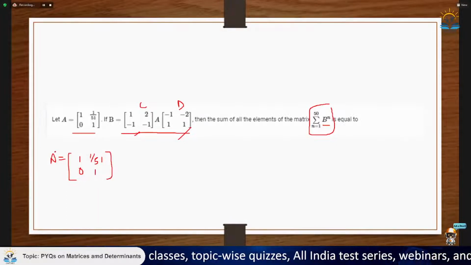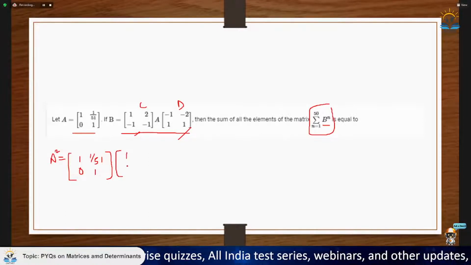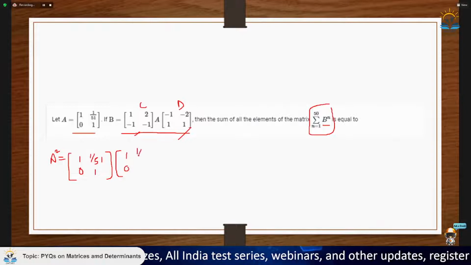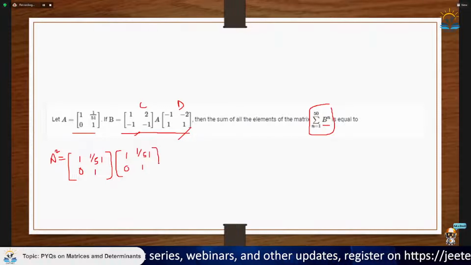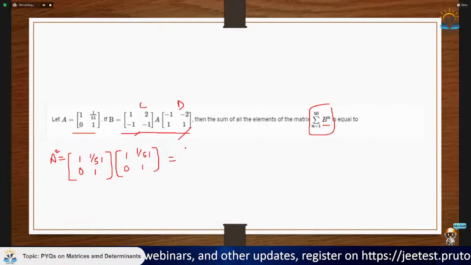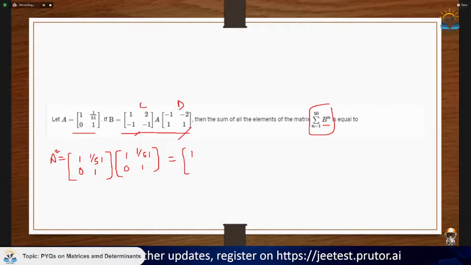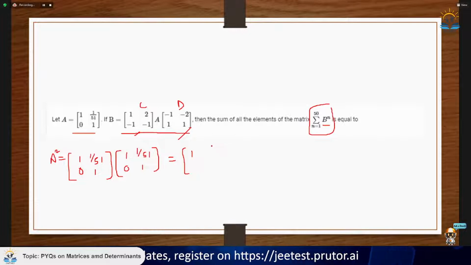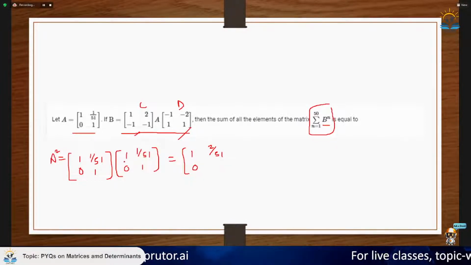Multiplied by A again to get A square. So [1 1/51; 0 1] times [1 1/51; 0 1]. From here you will be getting 1 plus 0, that is equal to 1. Then 1 by 51 plus 1 by 51, that is 2 by 51. Then 0 into 1 plus 1 into 0, which is 0, and 0 into 1 by 51 plus 1, which is 1. So this thing is my A square.